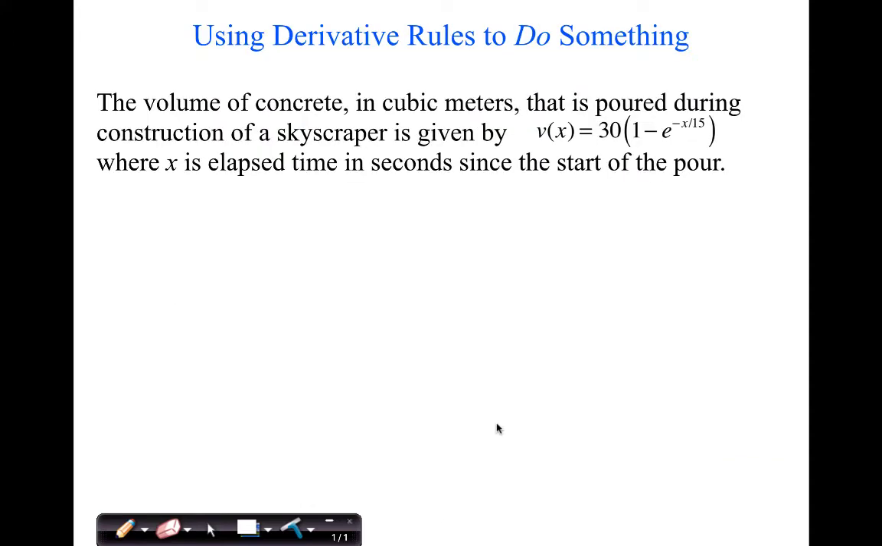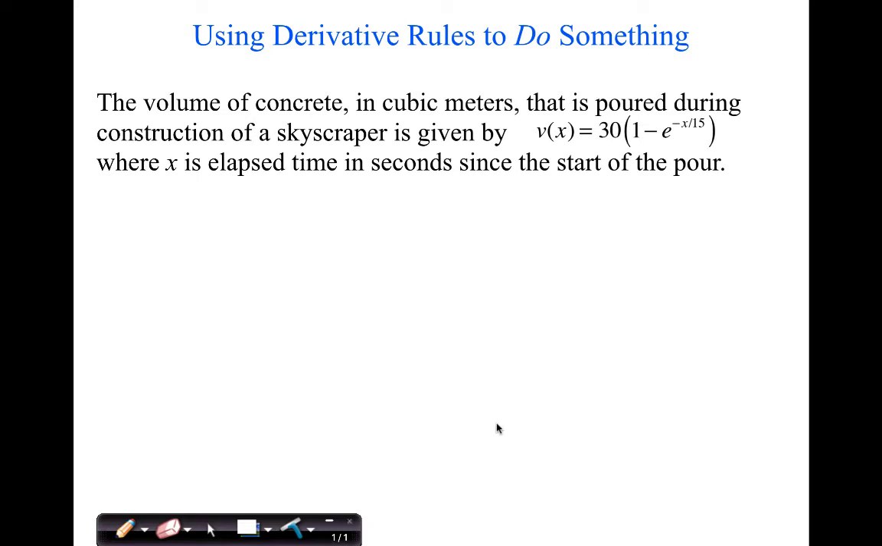All right, so let's talk about using derivatives to actually do something instead of just finding derivatives. And trying to remember if we actually talked about this or if this was just an example in your book. But a volume of concrete in cubic meters poured during construction of a skyscraper is given by V of x equals 30 times the quantity 1 minus e to the negative x over 15.